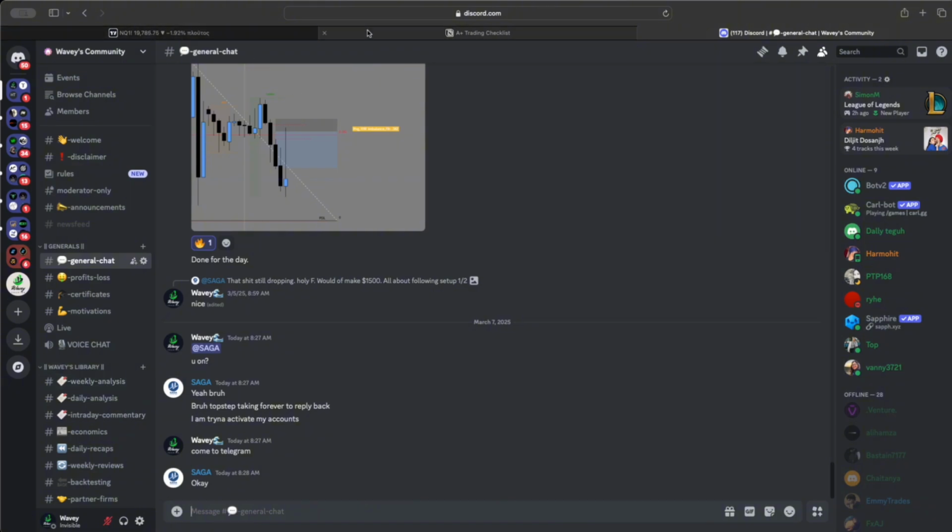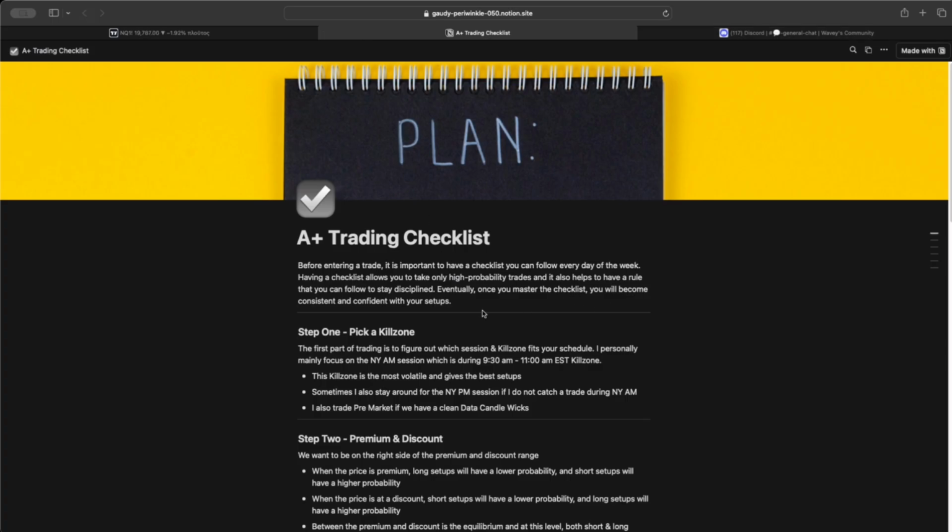So let's go ahead and get started with the trading checklist. First of all, why is having a trading checklist important? Before entering a trade, it's very important to have a checklist that you can follow every single day before you actually take the trade, right? Because having a checklist allows you to take only high probability setups, and it will help you to have a rule that you can follow to stay disciplined.